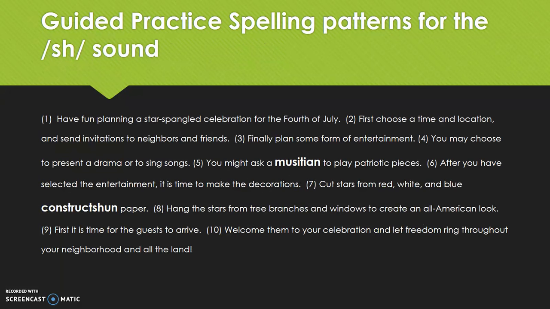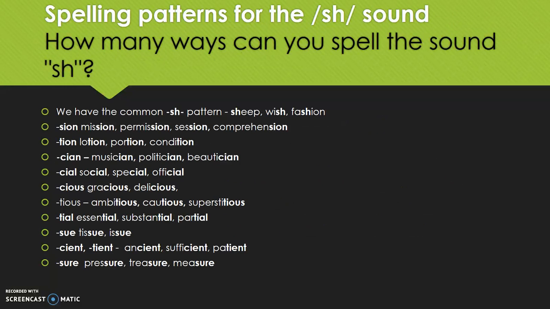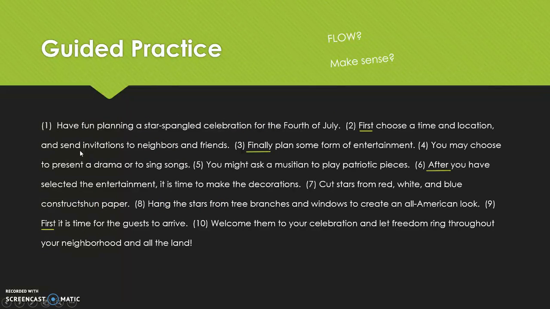Okay. And go to paragraph 7, cut stars from red, white, and blue construction paper. We don't spell shun, S-H-U-N. That's usually somebody's name. So let's look at our example over here. It's going to be the T-I-O-N, construction paper. So go ahead and work numbers 2 and 3 out with a partner, and let's go ahead and wrap up the session. Teachers, you can pause the video at this time.